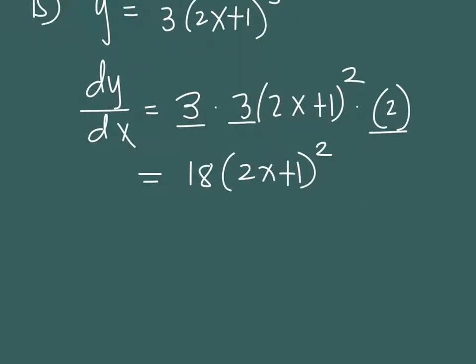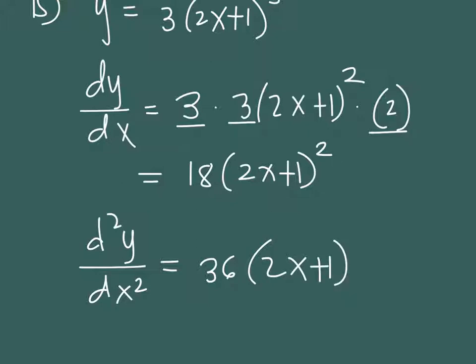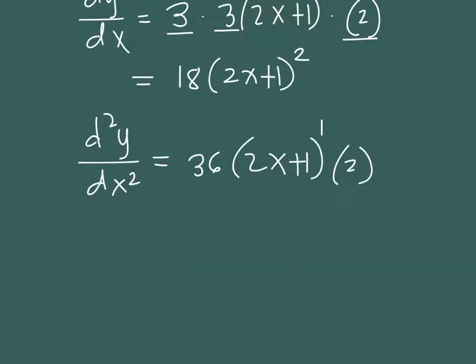Second derivative, d²y/dx². So 18 times 2. You can also do it directly. So 18 times 2 becomes 36, right? You can get the 36 directly. And (2x + 1) raised to 1, let's just write 1 times 2, which is equal to 72, and then (2x + 1). Now, if we are supposed to simplify, we can distribute the 72 to 2x and 1.